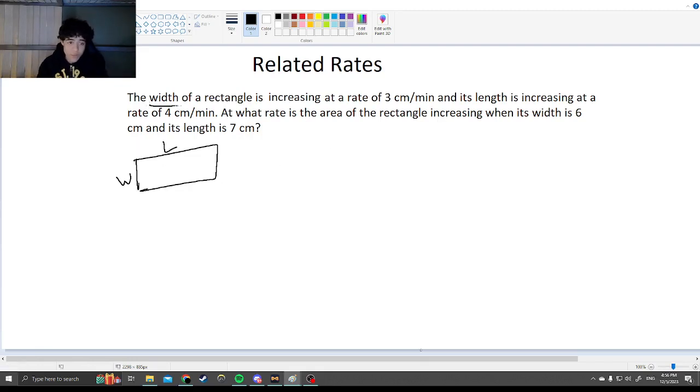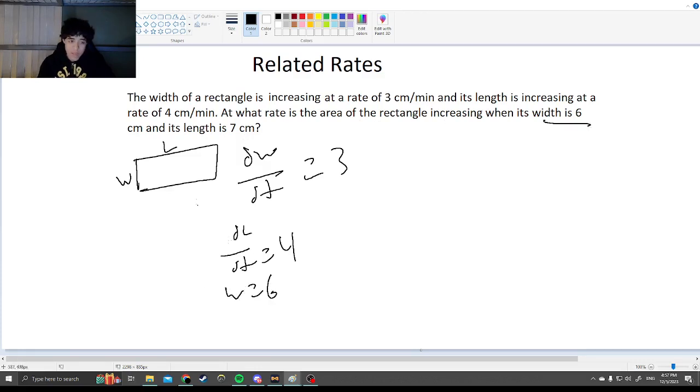We know that the width is increasing at 3 centimeters per minute. So that means dW over dt, because minute is time, equals 3. We know that its length is increasing at 4 centimeters per minute. So we know that dL over dt equals 4. At what rate is the area of the rectangle increasing when its width is 6 and its length is 7? So this is telling us that the width is 6 and the length is 7.